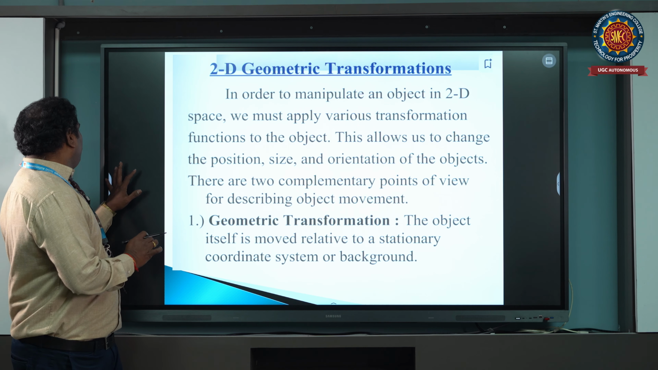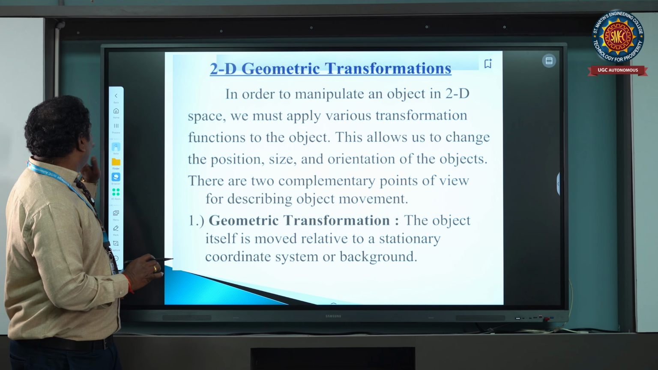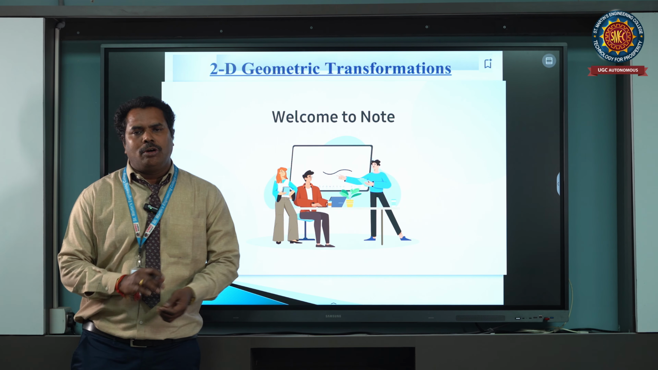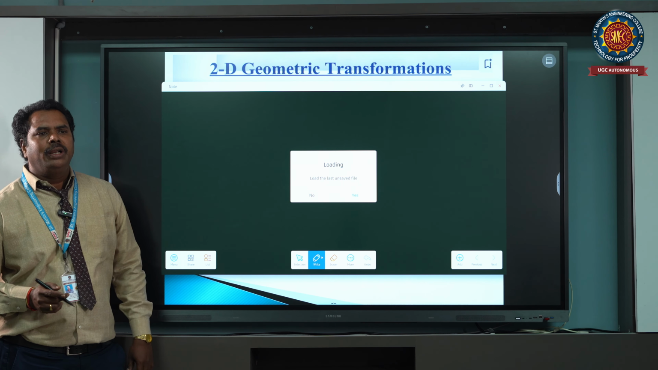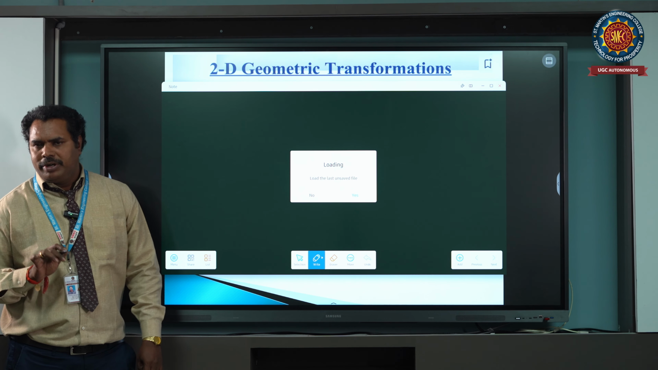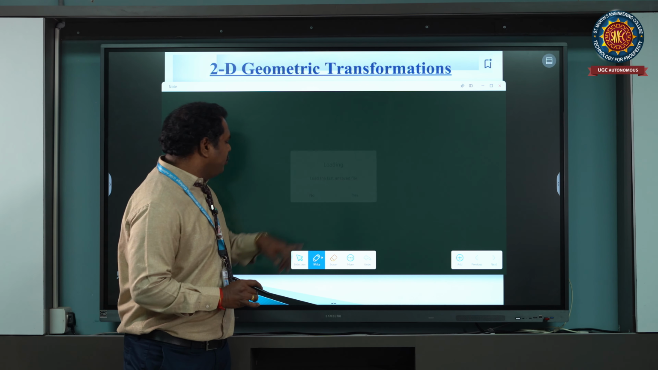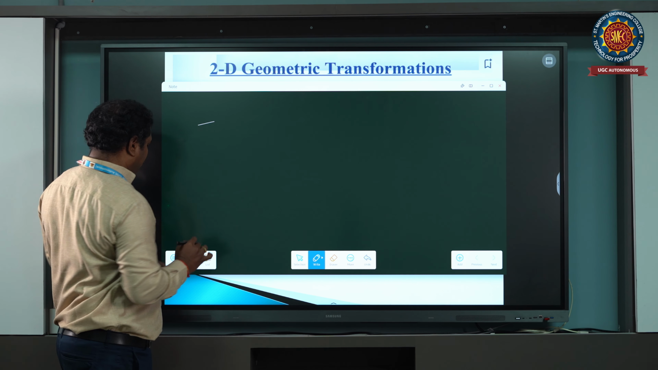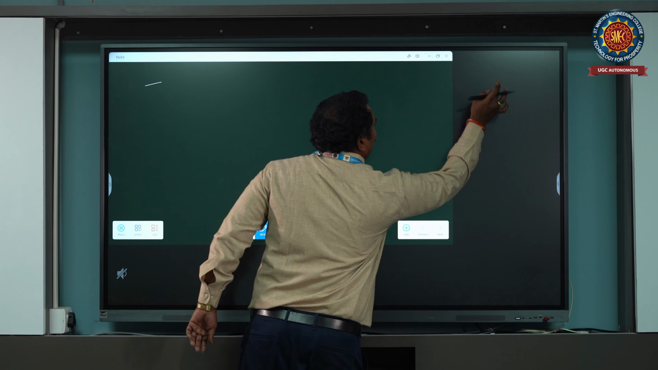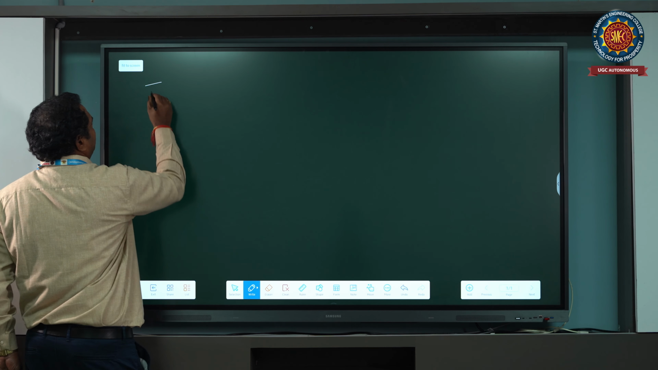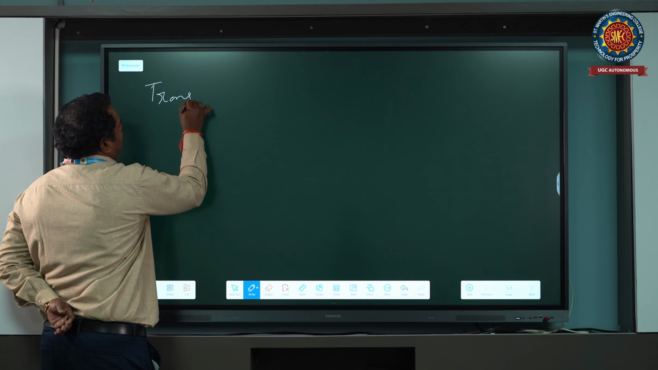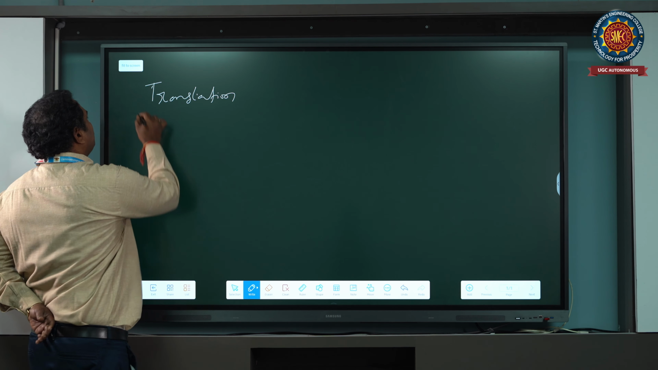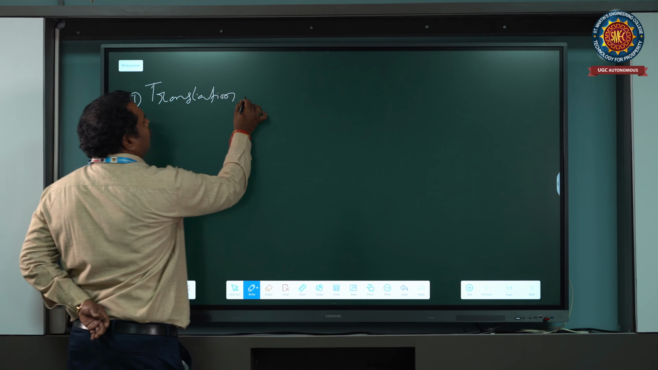Here, we are going to discuss the different types of transformation operations. The first transformation operation is translation. This translation operation is performed on the object.